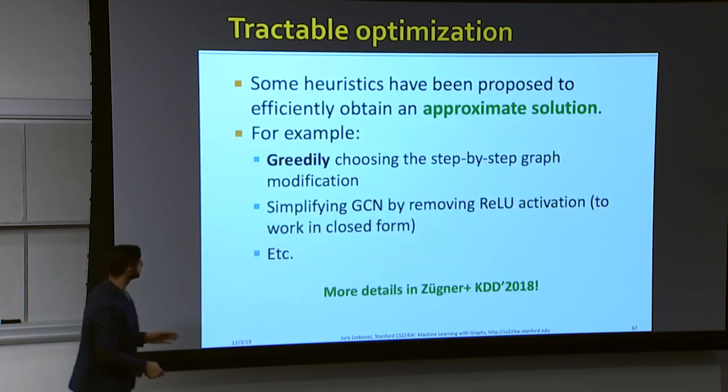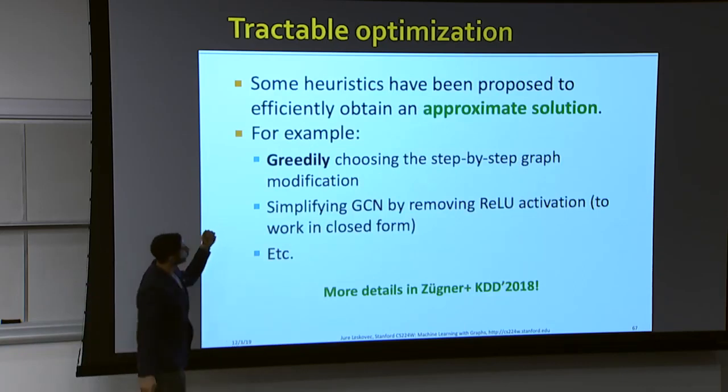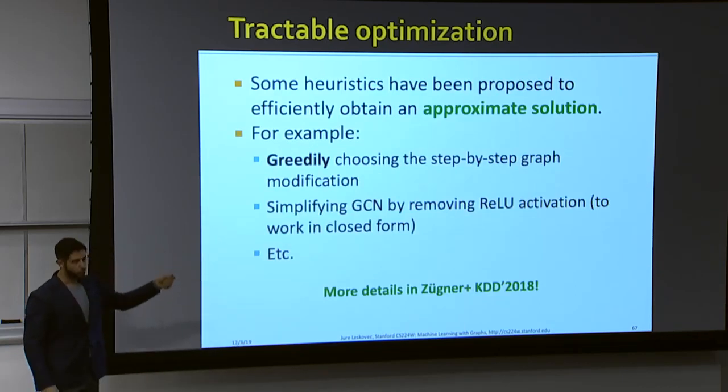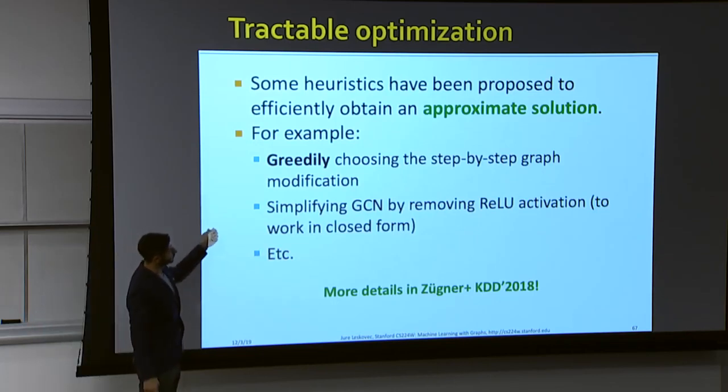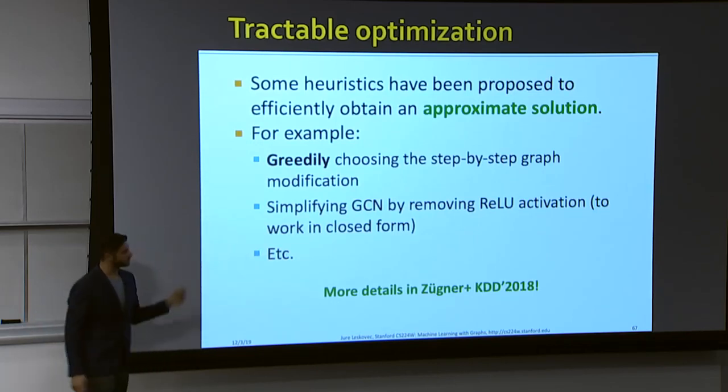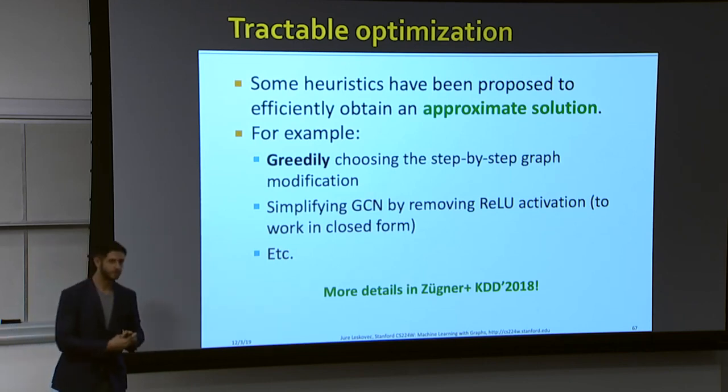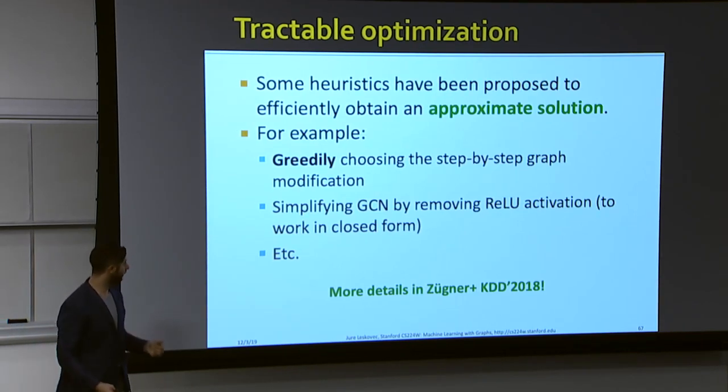Okay, so one of the ideas here is that we want to try to obtain an approximate solution rather than an exact one. So for example, we can greedily choose the step-by-step graph modification. So we have a set of modifications and then we retrain.